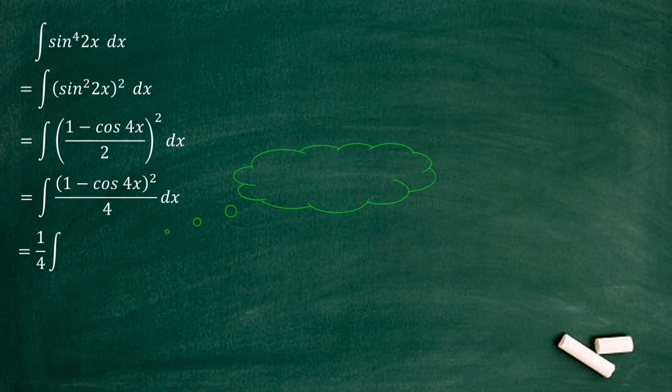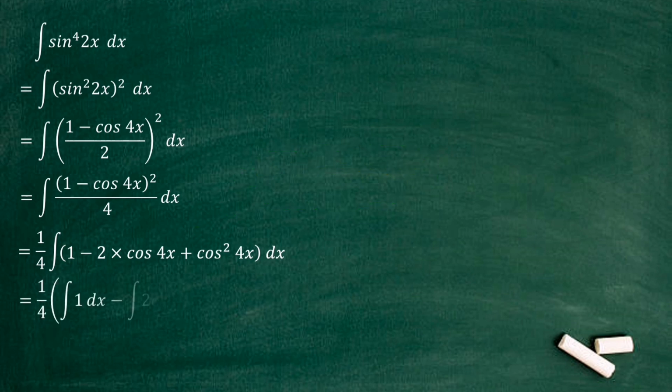We know (a minus b) perfect squared can be written as a squared minus 2ab plus b squared. Using this equation, we can write (1 minus cos 4x) squared as 1 minus 2 times cos 4x plus cos squared 4x. Here, a equals 1, b equals cos 4x. After that, we can consider the integral sign separately. First one, integral 1, second one, integral 2 cos 4x, last one, integral cos squared 4x.